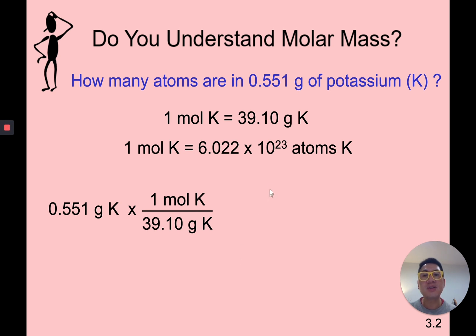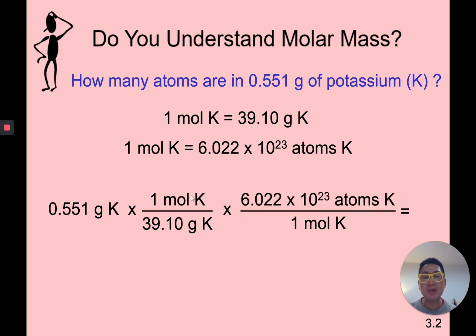The next conversion factor I'm going to use is the second one. I'm going to change my moles into number of atoms. Because why? I currently have moles of potassium. I'm going to multiply by a conversion factor, with moles of potassium on the bottom and atoms of potassium on the top. And notice grams of potassium cancel. Moles of potassium cancel. And now I have left atoms of potassium.